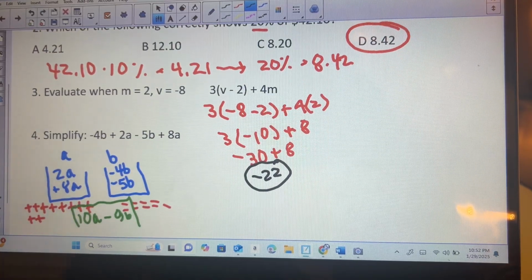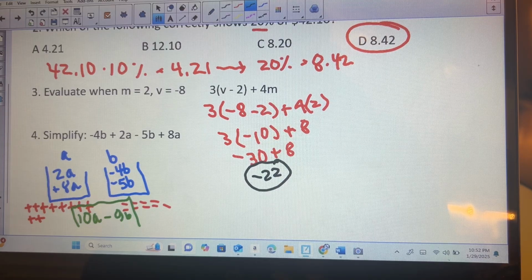Question 3, evaluate when m is equal to 2 and v is equal to negative 8. So we just have to replace the v in the parentheses with a negative 8 for its value, and replace the m beside the 4 with a 2.